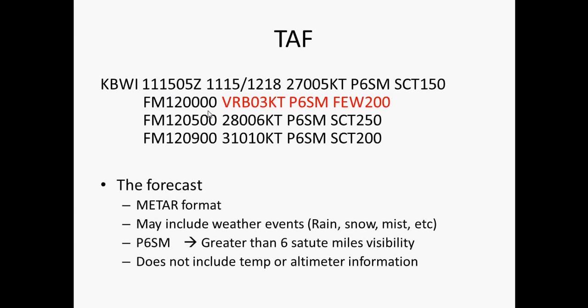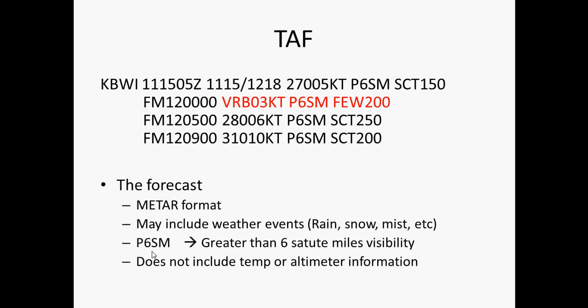Following information is what the forecast will be. And it's kind of in a METAR format. Doesn't have all the information, but it's the same kind of coding. So we'll see here that we have variable winds, VRB, at 3 knots, plus 6 statute miles of visibility, and few clouds at 20,000 feet. So again, it's in METAR format, and it may include weather events like rain, snow, mist, etc., and that's in the same codes as it would be for a METAR.